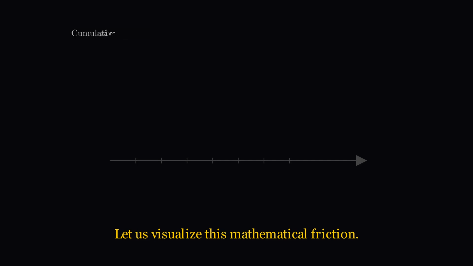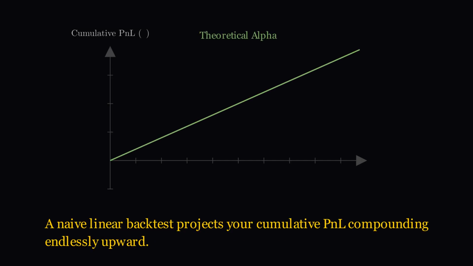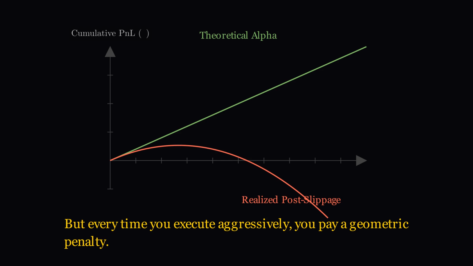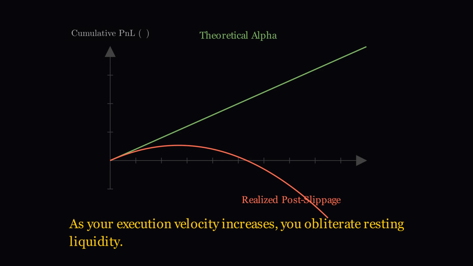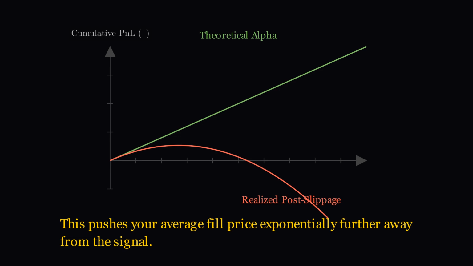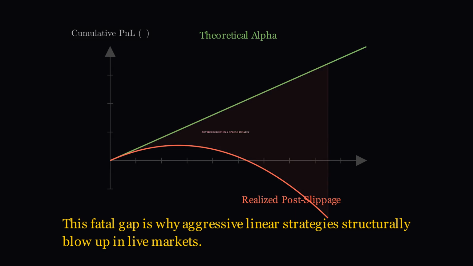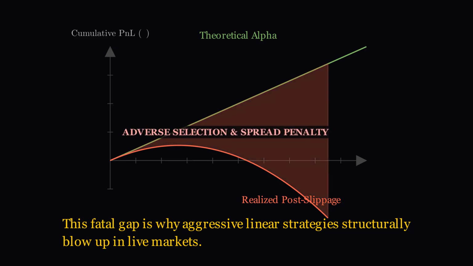Let us visualize this mathematical friction. A naive linear backtest projects your cumulative PNL compounding endlessly upward. But every time you execute aggressively, you pay a geometric penalty. As your execution velocity increases, you obliterate resting liquidity. This pushes your average fill price exponentially further away from the signal. This fatal gap is why aggressive linear strategies structurally blow up in live markets.